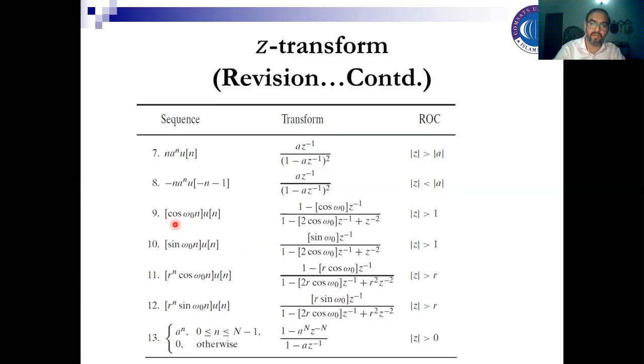Now if you have cos omega naught n u of n, again this is a right-hand sided sequence. You can write cos as exponential j omega naught n plus exponential minus j omega naught n divided by 2, and you can expand that to find that the z transform is this value, and mod z is greater than 1 in that case.